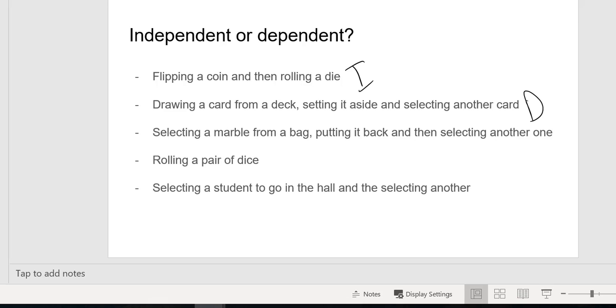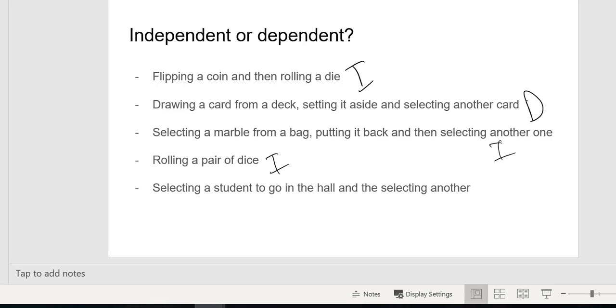Selecting a marble, putting it back, and then selecting another one. Let's say there's 15 marbles. If I take one out, there's now 14. But if I put it back in, that's 15. It's like I'm starting all over again. That's why that one's independent. Rolling a pair of dice: one of them doesn't affect the other one.